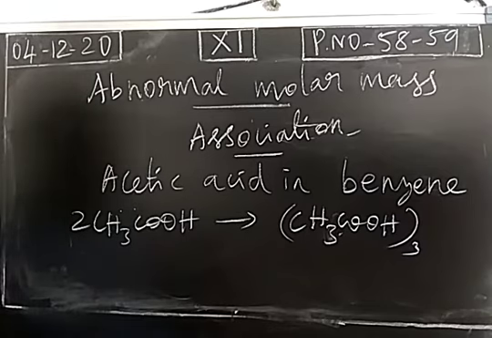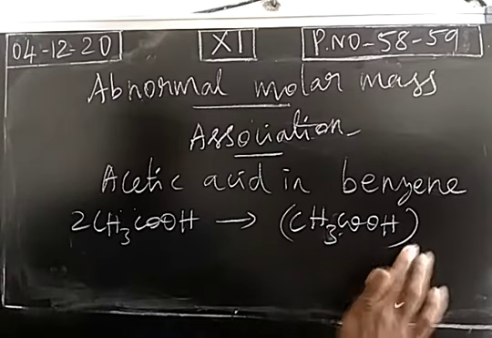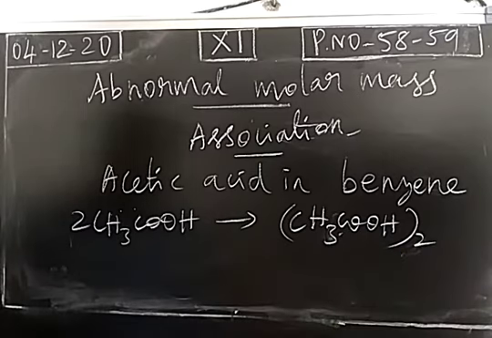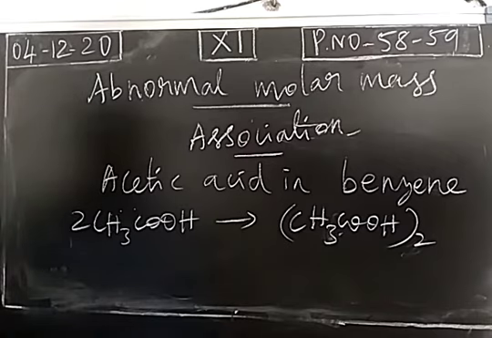So colligative property mainly depends on the number of particles in the solution. It will not depend on chemical nature. So you may find any colligative property. It may be osmotic pressure, elevation of boiling point, depression in freezing point, or relative lowering of vapor pressure, whatever it may be. It depends on the number of particles. Okay. So due to association of solute, it forms a dimer. So the number of particles is reduced. So it affects the colligative property.